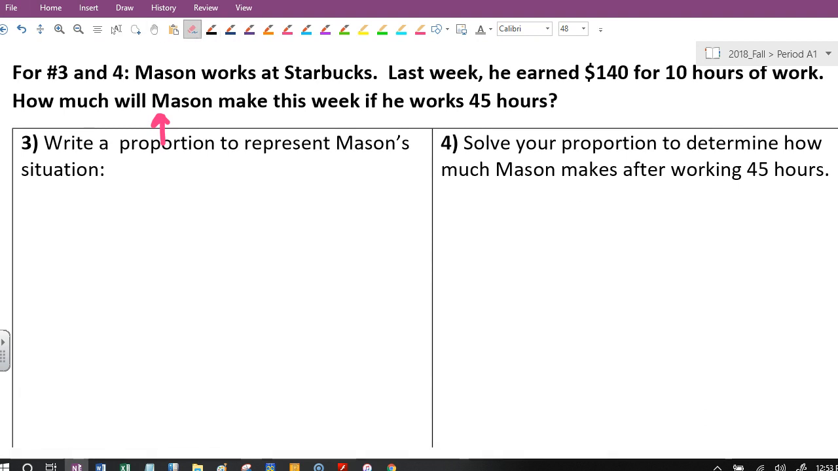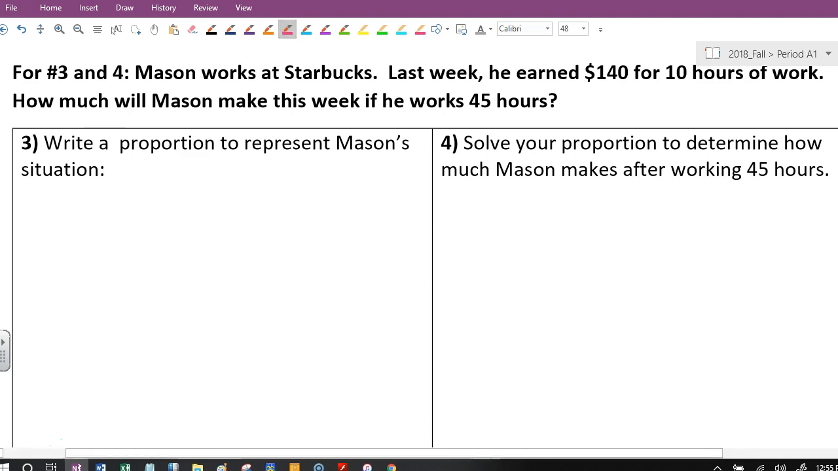Alright, Mason works at Starbucks. Good for him. Alright, hold on. $140 for 10 hours of work. How much will he make this week if he works 45 hours? So, who could write some math for that? Who could write some math out to solve that problem? Okay, go ahead, young lady. No? Okay. Who else wanted to? Nobody? Okay, so $140 for 10 hours of work. How could we write that as a proportion?